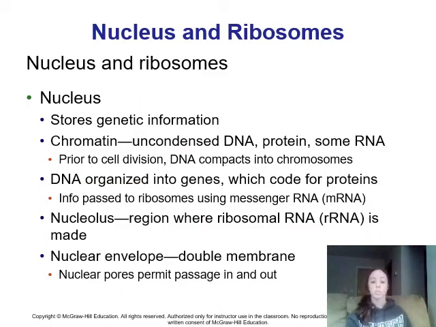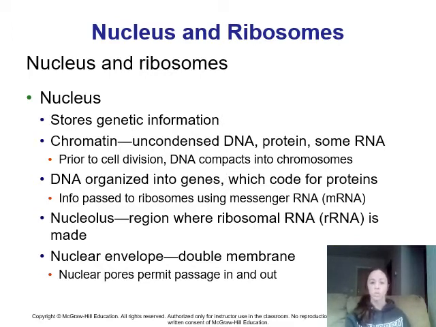So first we'll talk about the nucleus and the ribosomes. And I want you guys to think of the nucleus as the brain of the cell. In the same way that our brain tells us what to do, the nucleus more or less tells the cell what to do. And it does this by telling the cell which proteins to make, which is really important to help the cell function. And of course, it will contain all of the information it needs in order to reproduce.